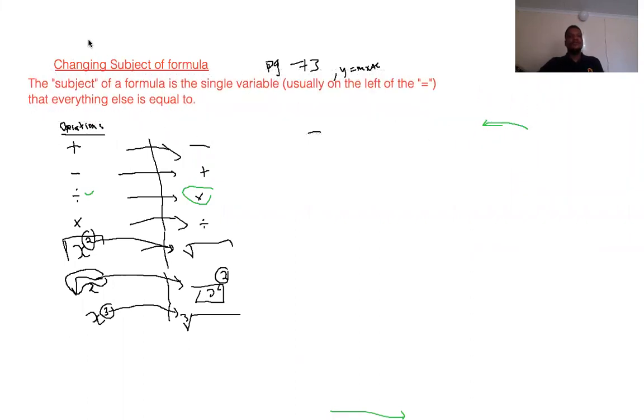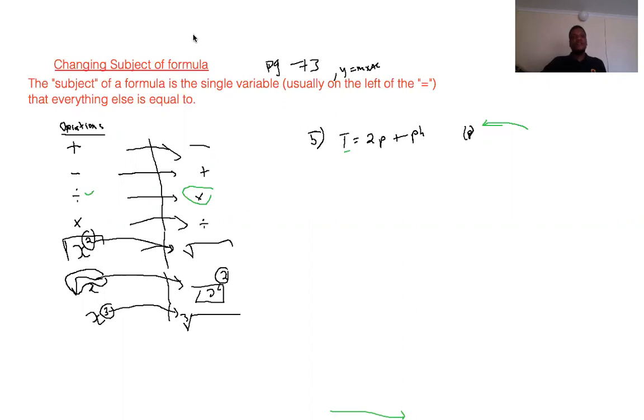Okay, so let's do example 5, I think. Example number 5. Example 5 is saying T is equal to 2p plus ph, and they want us to make p the subject of the formula.